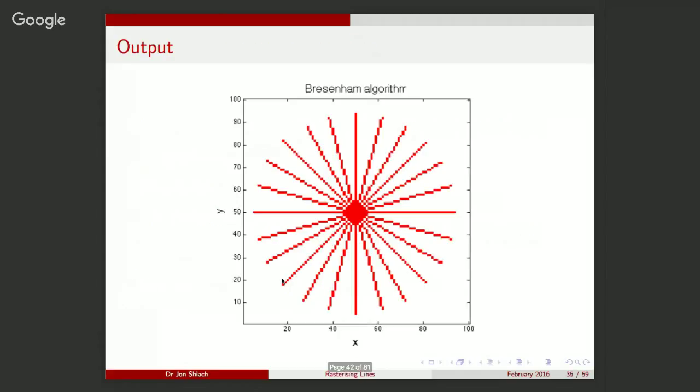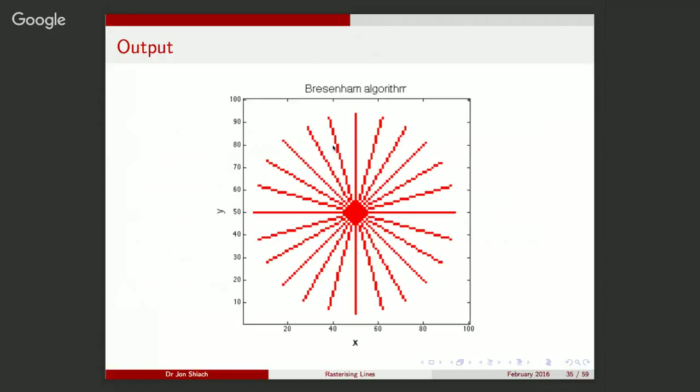And that's a sort of star-shaped thing. What I've done there is all of those lines have a start point at 50-50, which is in the middle, and I've just calculated some end points around in a circle. So you can see that the modified Bresenham's algorithm in this way is able to deal with lines in any direction.